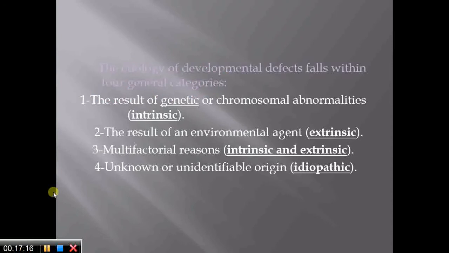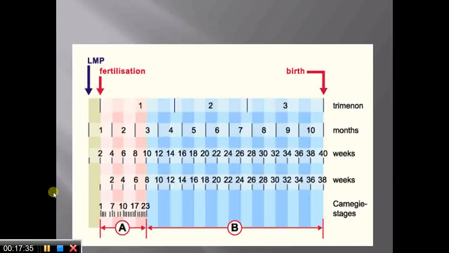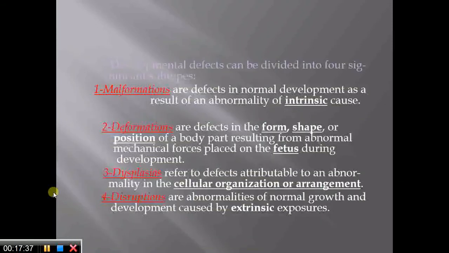The result of genetic or chromosomal abnormalities: intrinsic. The result of an environmental agent: extrinsic. Multifactorial reasons: intrinsic and extrinsic. Unknown or unidentifiable origin: idiopathic. Developmental defects can be divided into 4 significant subtypes.